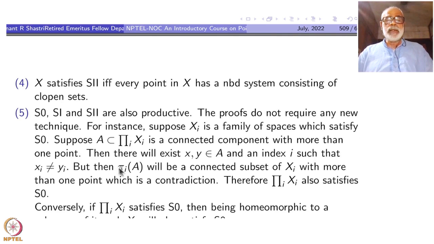But then if you look at the projection of A on the i-th coordinate, pi_i of A, this will be a connected subset because it's the image of a connected set under a continuous function, right? So it's a connected subset of X_i with more than one point because x_i is not equal to y_i. That's a contradiction because we have assumed that connected components of X_i are singletons. Therefore, the product satisfies S0.